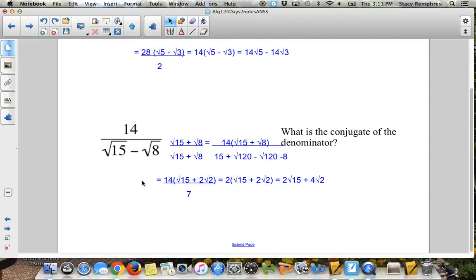We also talked in class about when to use the conjugate, because if this was just 14 over the square root of 15, I would just multiply top and bottom by the root 15. And what we determined was we were going to use the conjugate when we saw addition and subtraction with the square roots. That was why we needed a conjugate versus the way we were doing it before.